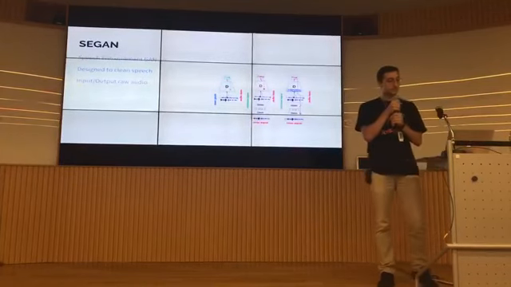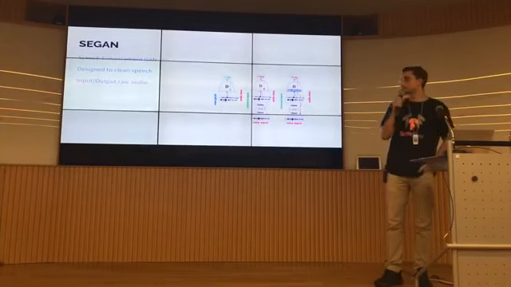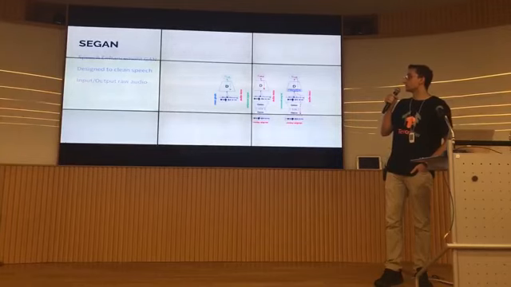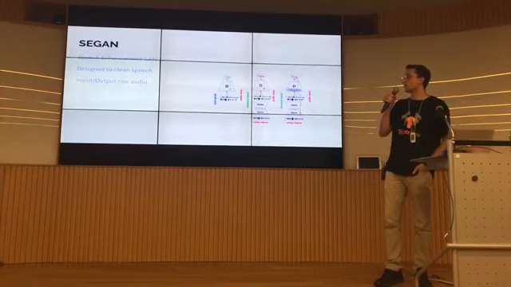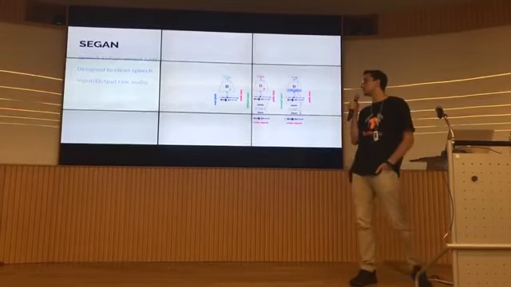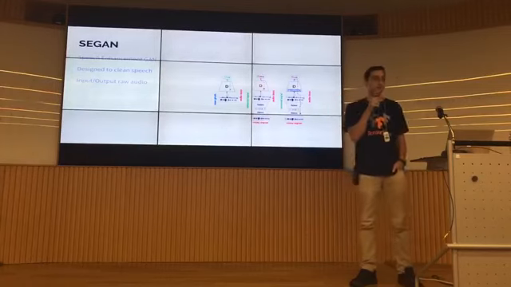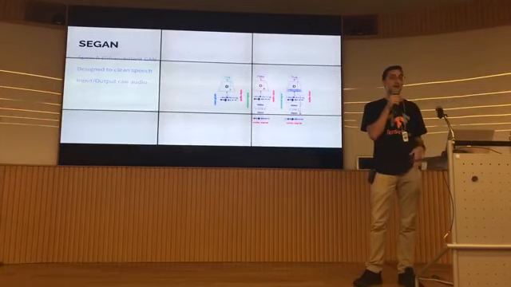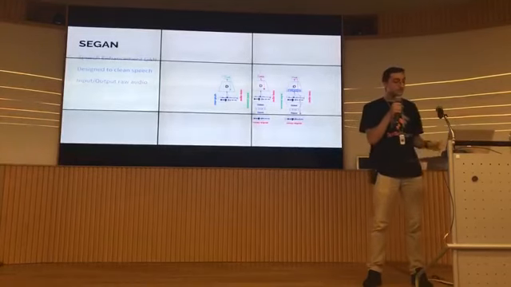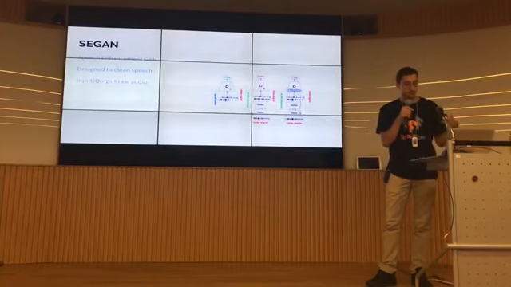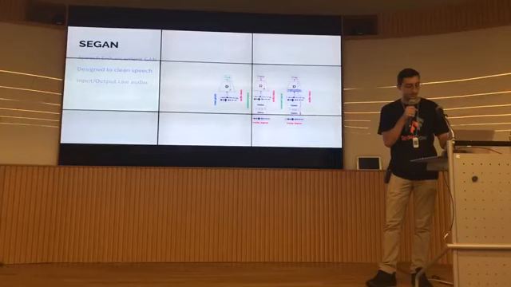For SEGAN, which stands for Speech Enhancement GAN, it was originally designed to clean up noisy speech, and it's important to know what they started with. They had raw, clean speech, and they simply added noise, actually additively added noise to the input signal. Then they used this as their noisy speech, and their goal was to clean up the noisy input so just the clean speech remained.